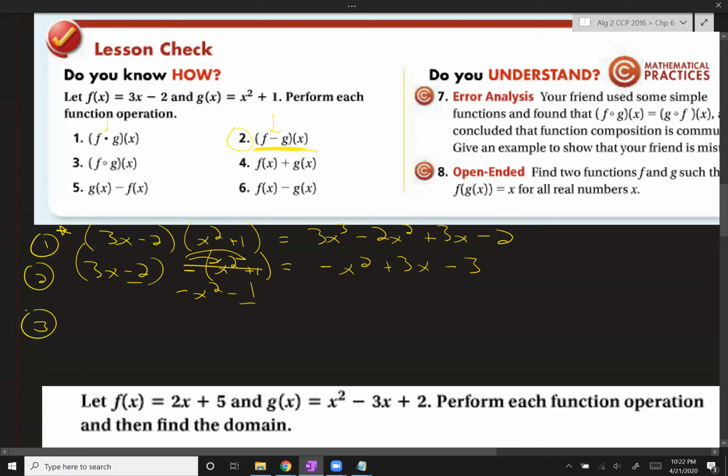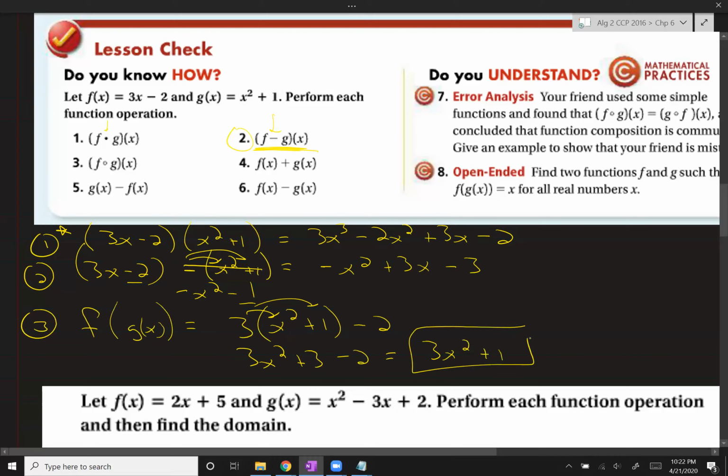All right, number 3. This one had that open circle to it. So the notation could look like this from Algebra 1. So I want to take g of x and put it inside of f of x. So 3, in place of the x, I want to put in g of x. What was g of x? x squared plus 1, and then minus 2. Distribute the 3 and combine like terms. Leaves us with a result, 3x squared plus 1. Final answer.